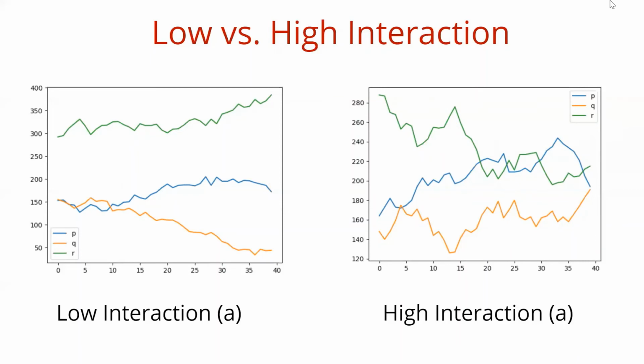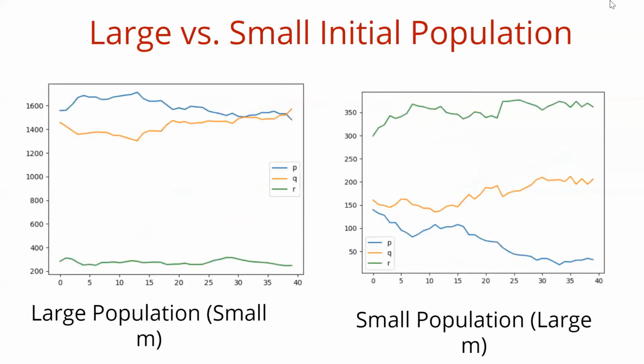For example, we see that R goes down a lot and then comes back up, whereas P fluctuates between being the best and the second best. And similarly, when there's lower interaction, the frequencies don't really change as much, which means the best method of conflict resolution in the community doesn't really change.